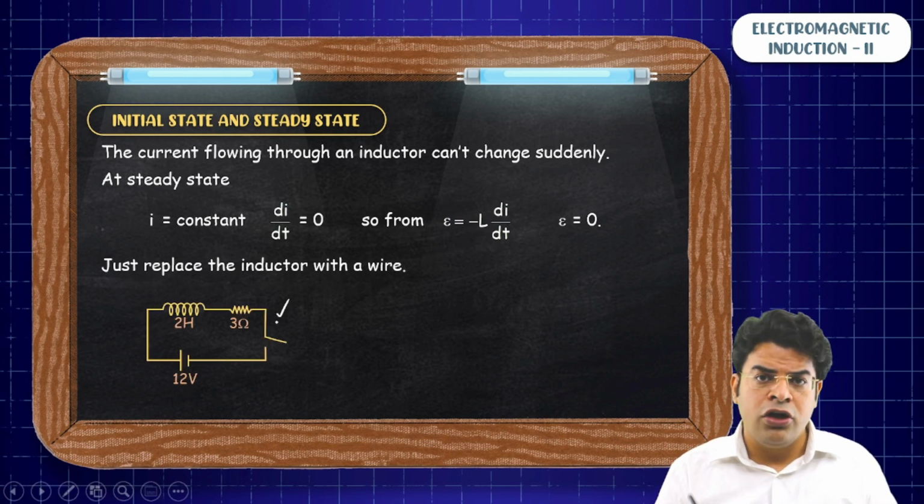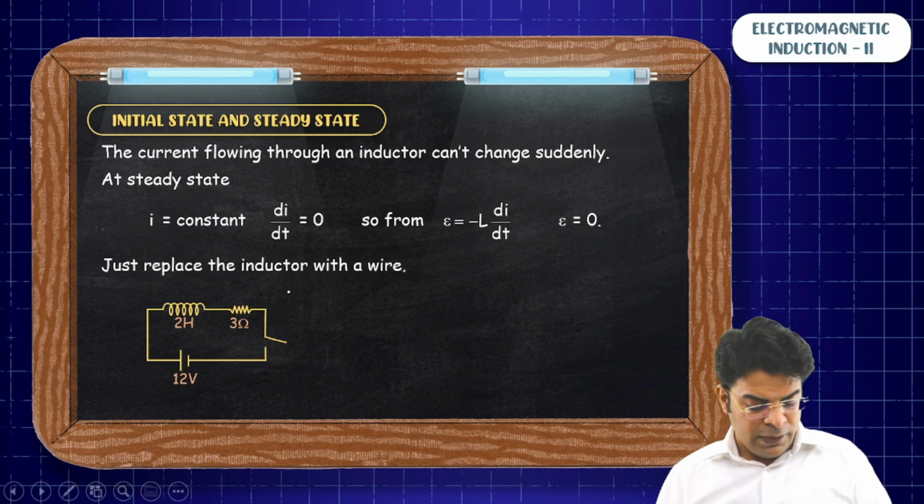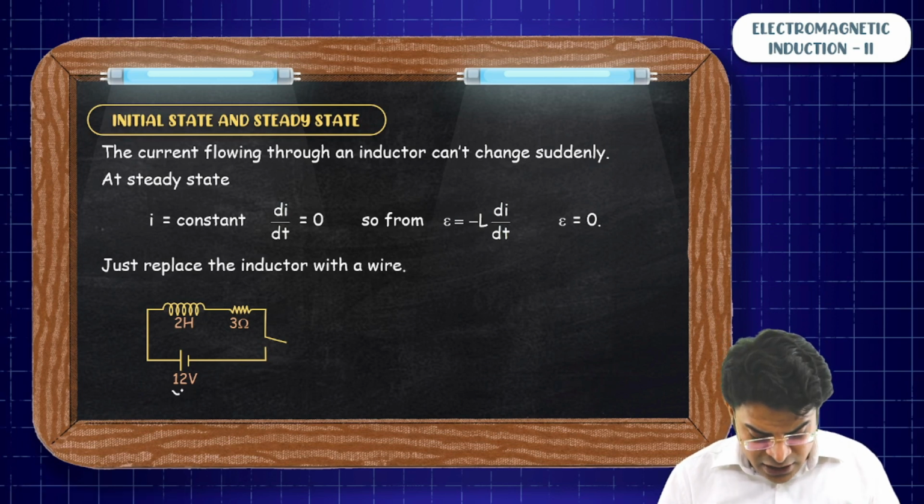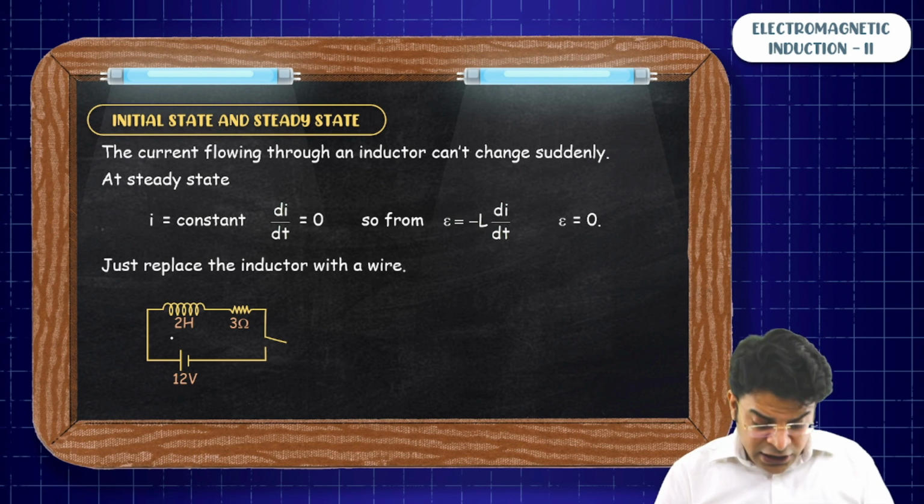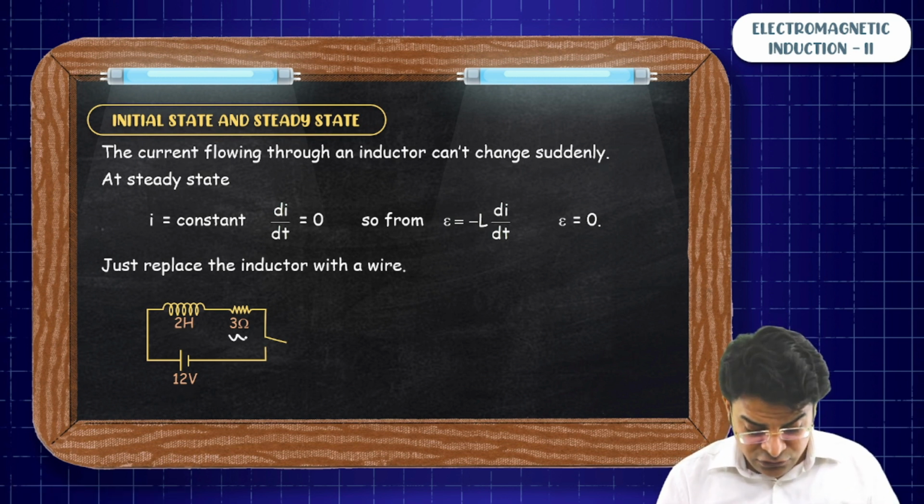Okay. Now, let's say you have got this circuit. In this circuit, you can see that there is a battery of 12 volt, there is an inductor of 2 Henry, and there is a resistance of 3 ohm.